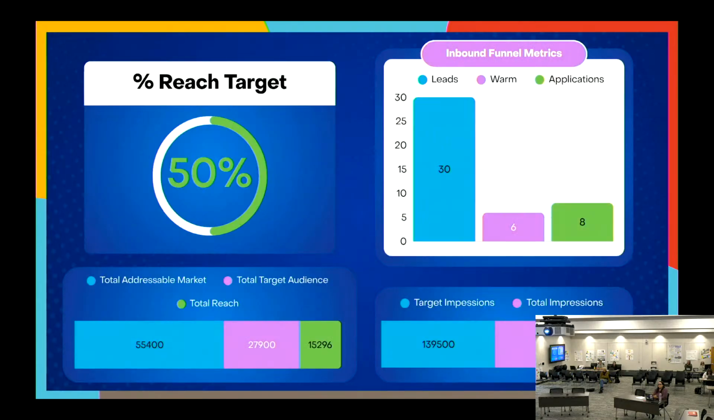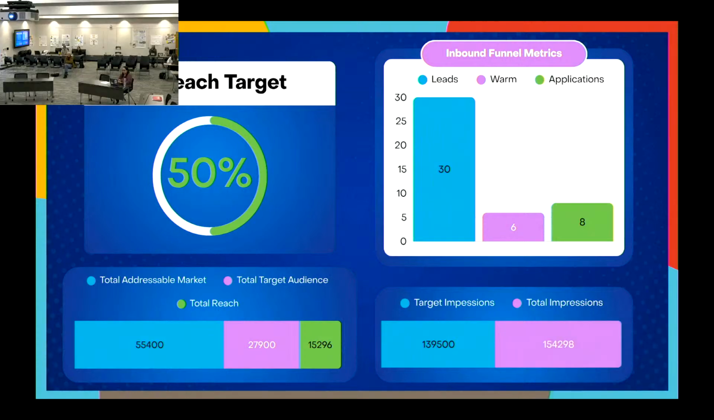These are just some of the statistics. This is through the end of May, so they have changed. So you'll see the percentage of targeted reach. What that means is that there are 28,000 households that we identified as our ideal audience, and we have reached, by the end of May, over 15,000 of them already.